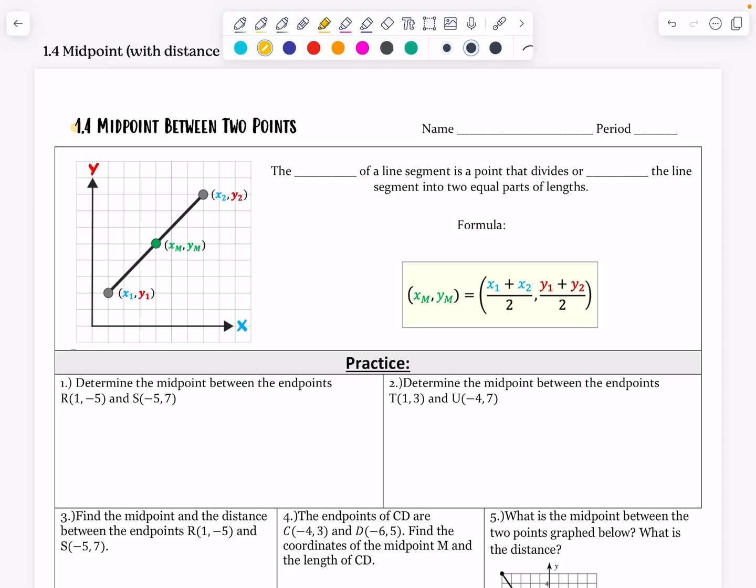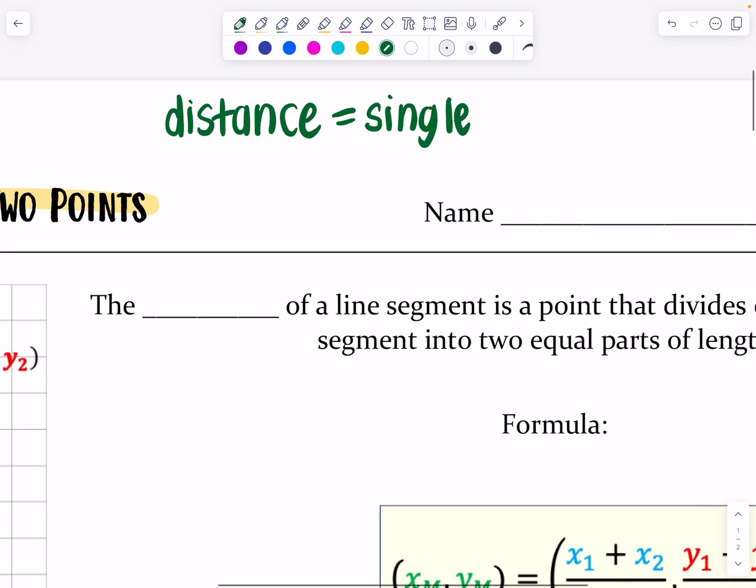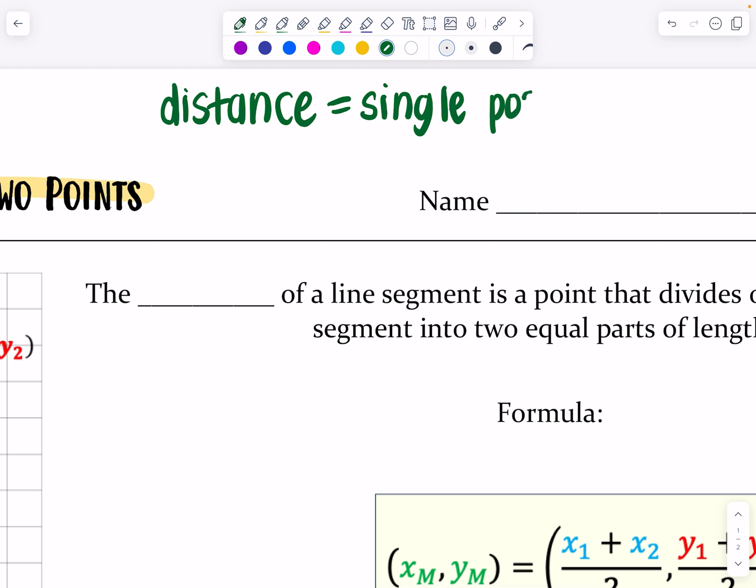Hello everyone, and welcome to our 1.4 notes on the midpoint between 2 points. Last week we did the distance formula, and I just want to give you a quick reminder. Whenever you find the distance between 2 points or the length of a segment, that is going to give you a single positive number. Because distance is always positive, it's going to give you a single positive number.